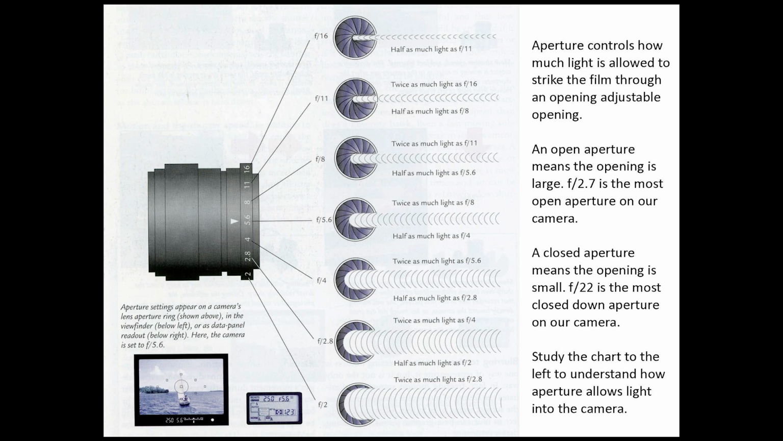f1.7 is the largest opening our camera has. Remember, f16, f22 is a small opening. f2.8, f1.7 is a large opening. You have to remember that, and you have to commit that to memory. Those are the two things you just need to remember: as the f-stop number increases, the hole is actually decreasing, and as the f-stop number decreases, the hole is increasing.